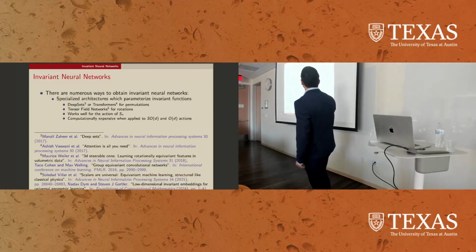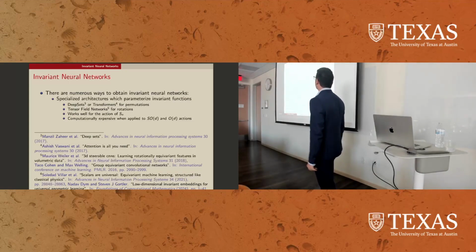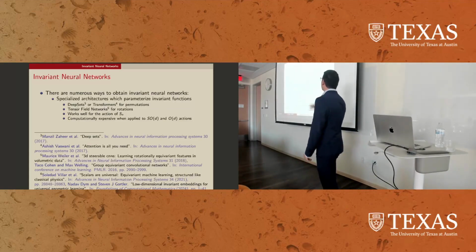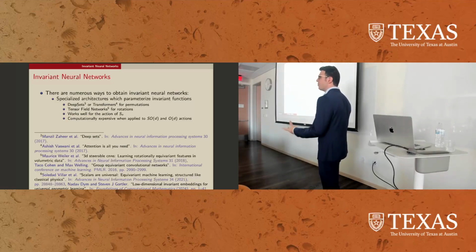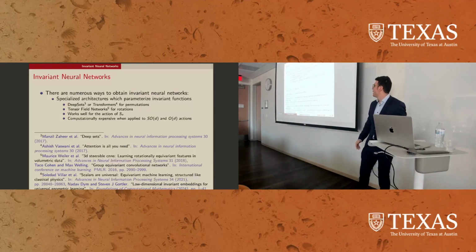But there are also, for example, for the action of permutations, very good invariant and equivariant architectures. Deep Sets was, I believe, the first one, and transformers are also permutation equivariant. For rotations, it's a bit more difficult to construct equivariant architectures. It's been done, but they have some drawbacks. They're a bit computationally expensive to actually apply. So I won't actually talk about this particular way of doing it. I just want to mention there are other ways of solving this problem. So designing specialized architectures is difficult in the case of rotations.